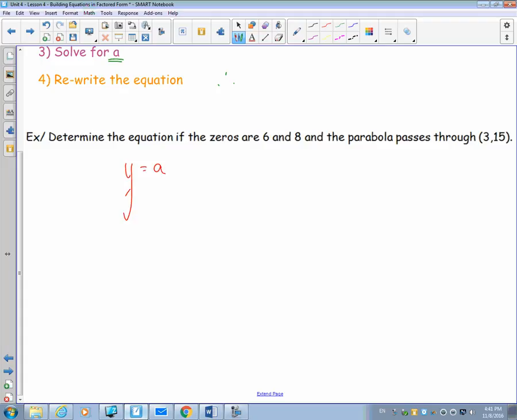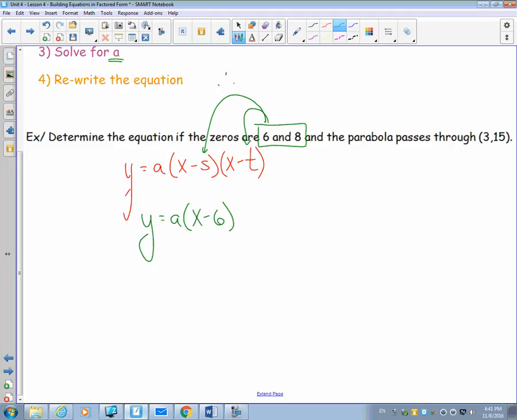So we want an equation in the form y equals a bracket x minus s, bracket x minus t. We're going to start off by filling in what we know. We know our zeros. Put them in here and put them in here. Just be careful to change your signs. So x minus 6 and x minus 8. In order to solve for a, I need to know a point. Well, I'm given a point. X is 3 and y is 15. So 15 is y. I don't know a. I need to find a. I need to know how big this thing is and which way it opens.